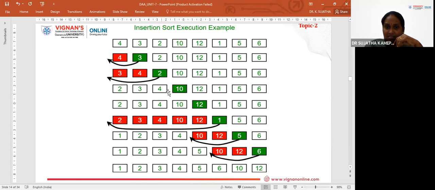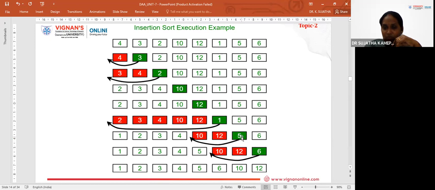Next 10. Since 10 is greater than all of these, its position cannot be changed. Next 12. 12 is also greater than all of these, so its position cannot be changed. Next, the element is 1. Here it is compared with all the consecutive elements. Since it is less than all these elements, it comes here. So 1 is positioned here, and the remaining are positioned like this.